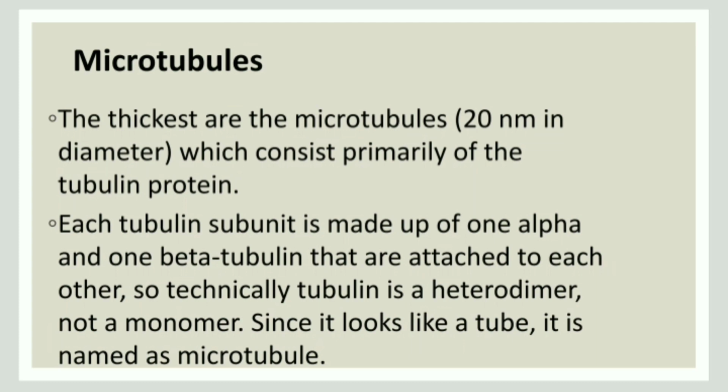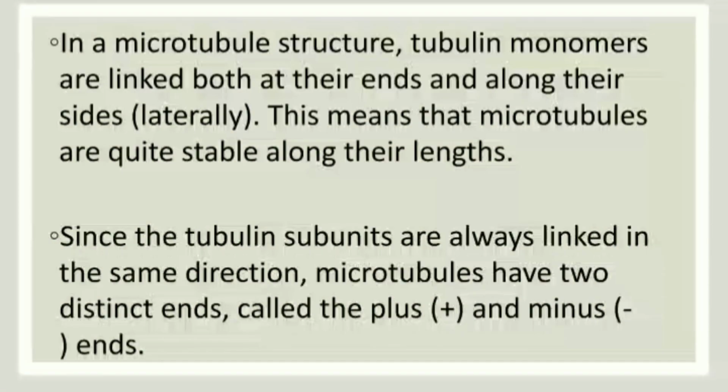Since these microtubules look like a tube, they are known as microtubules, being of a tube-like structure. In a microtubule structure, these tubulin monomers are linked at their ends as well as their sides. So we can see that these microtubules are stable in structure, since these tubulins are attached at their sides as well as their ends.